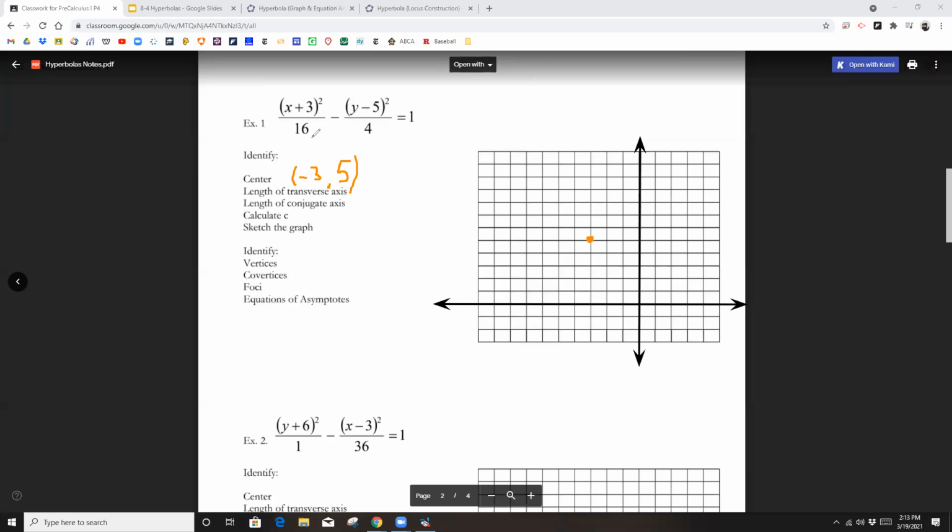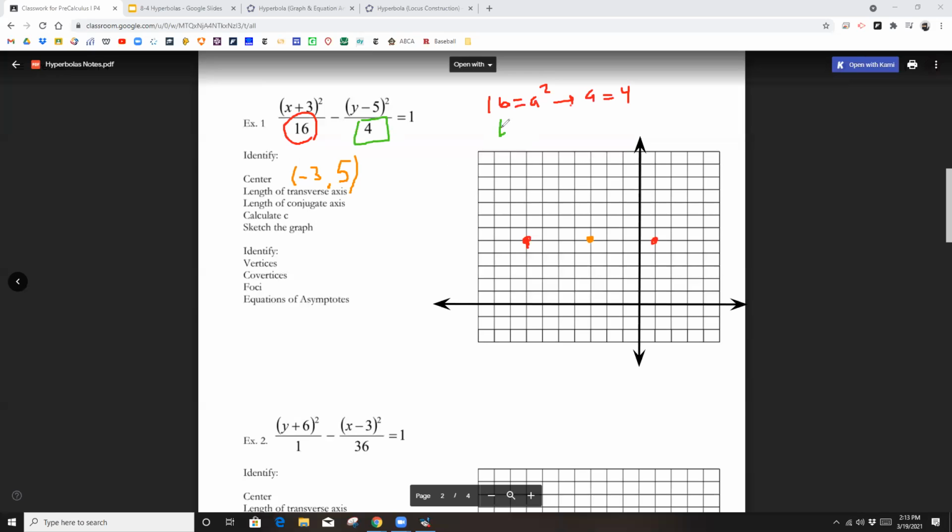So first, after you find your center, look at the number under x squared. So it's 16. So we'll call that a squared. So that implies that a is equal to 4. So we're going to start at our center and move 4 units to the right and 4 units to the left. All right, so since it's x squared minus y squared, and it's going to open up horizontally, I know those are going to be my vertices. So those are going to be points on my hyperbola.